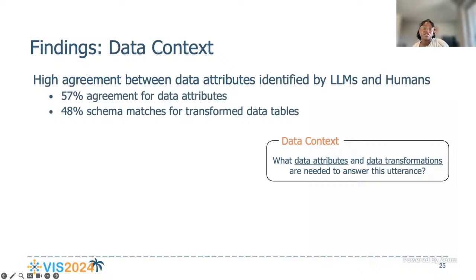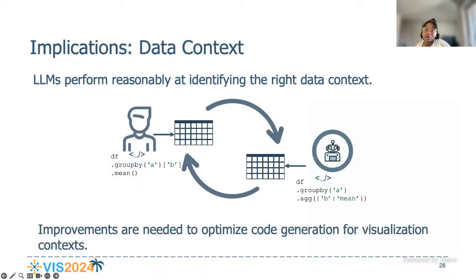Now, in terms of the data context, we see a total agreement between LLMs and human annotations for data attributes in about 57% of utterances, and 48% matches in schema for transformed data tables that were produced by the LLMs and human annotators. And overall, LLMs performed reasonably at identifying the right data context. However, of course, improvements are needed to optimize code generation for visualization context, which I think has been a longstanding challenge.